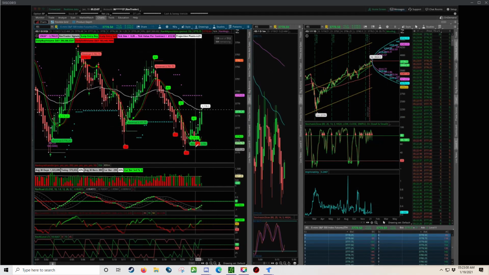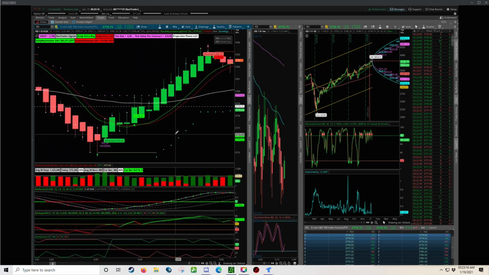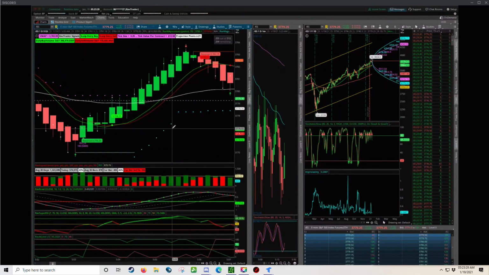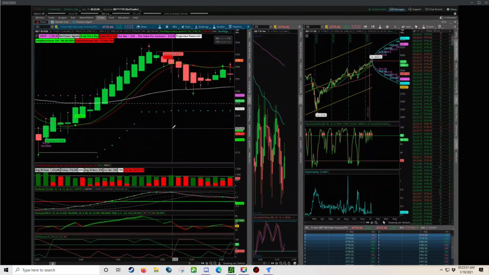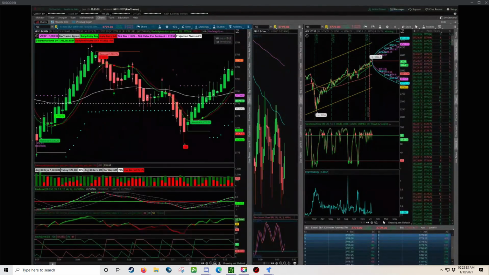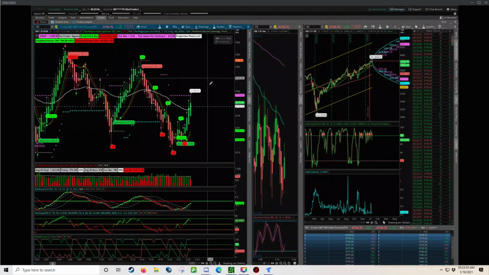Okay, and this is where you're going to measure the pullbacks right there. This is where you're going to measure the pullback. Pull back here, pull back here. Measure this distance. Pull back here, pull back here. Measure that distance. Take the average. That's what you set your stops at. Okay, pretty simple.